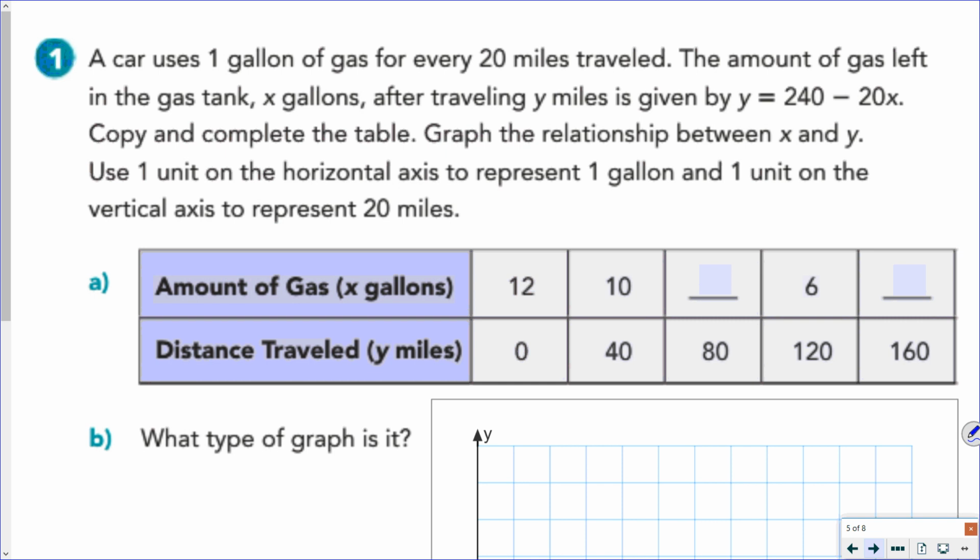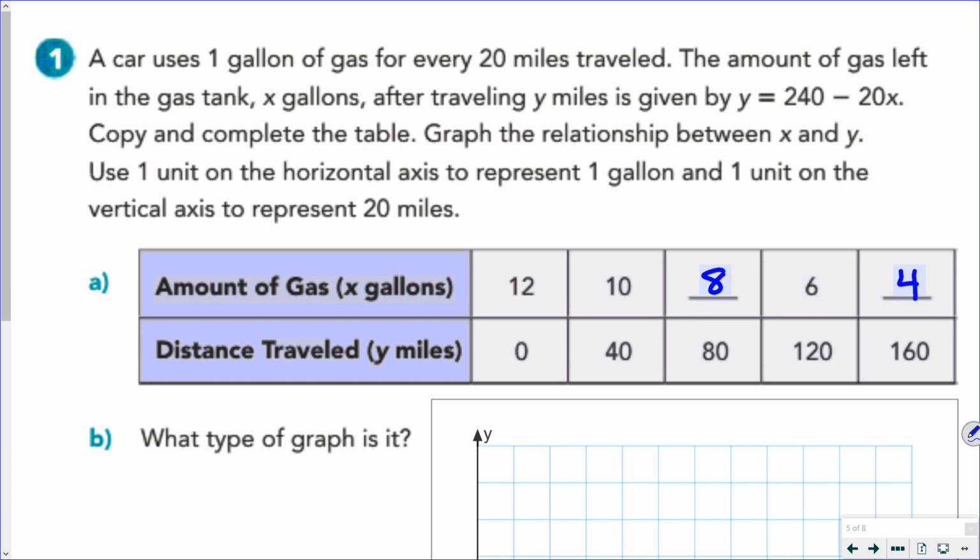Well, first let's go ahead and fill in our table. Okay, so our amount of gas, x gallons, we go 12, we go 10, then we skip a spot, and then we go to 6. Well, between 10 and 6 would be 8, and then after 6 would be 4. And we know that because if we look at our distance traveled, we go 0, 40, 80, 120, 160. That's a constant change. So our amount of gas also has to have that constant change there as well.